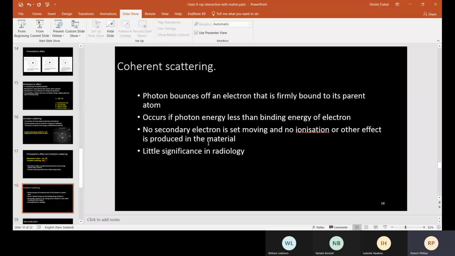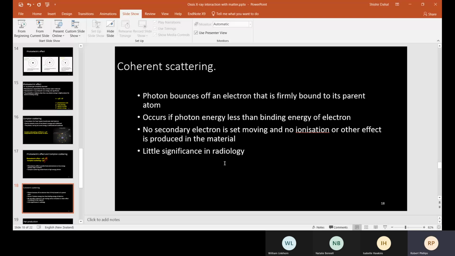Another scattering is coherent scattering, also called elastic scattering. In this case, what happens is an X-ray photon strikes an electron, but the energy of the X-ray photon is not sufficient to eject it. So it strikes and gets deflected. That is coherent scattering.